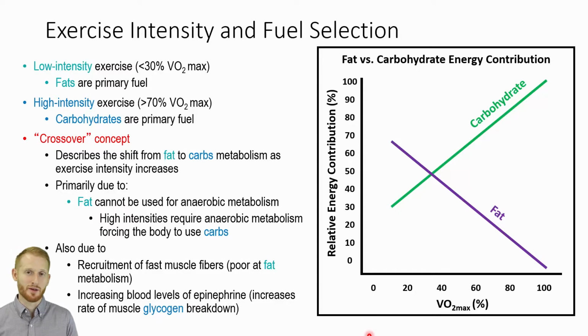Besides the practical standpoint where we need to produce more energy more quickly and carbohydrates are faster, some of the things that are going to drive us to start using more carbohydrates is when you switch to faster types of muscle fibers. They're going to be better at carbohydrate metabolism than fat metabolism, so they're going to primarily use that. And also you're going to have increased levels of hormones, specifically epinephrine and norepinephrine coming from the sympathetic nervous system, that are going to be promoting glycolysis and glycogen and glucose breakdown. So those are the things that are going to promote this transition from fats to carbs.